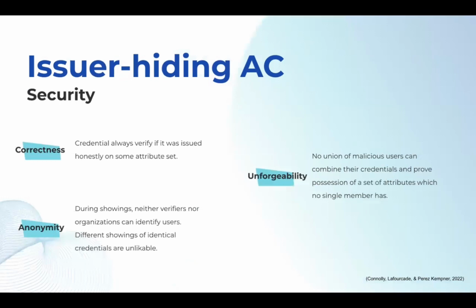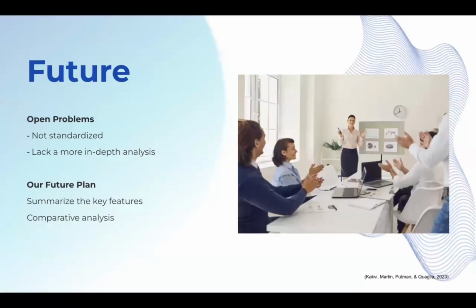For correctness in security, a credential can always be verified as honestly issued based on a certain set of attributes. Unforgeability needs that no union of malicious users can combine their credentials and prove possession of a set of attributes which no single member has. For anonymity, during sharing, neither the verifier nor the organization can identify users. Different showings of identical credentials are unlinkable. Rena will continue with the future section.